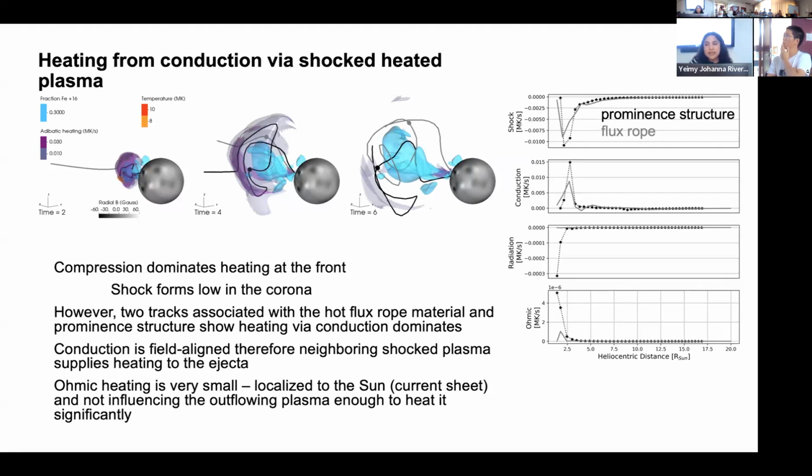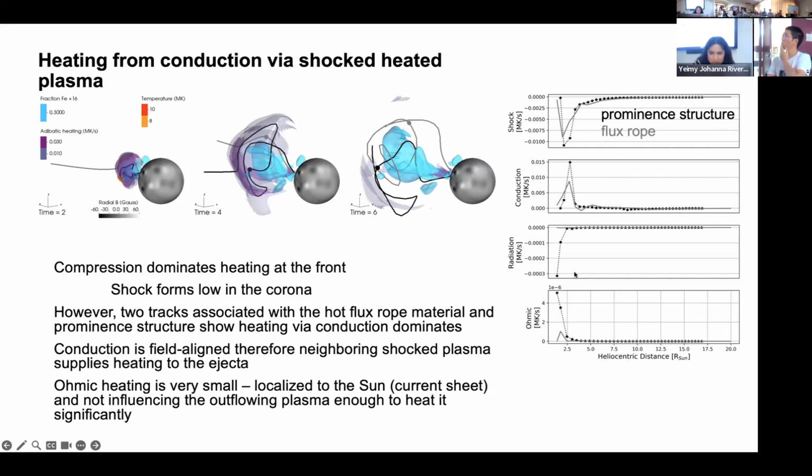But if we look at the heating experienced by the actual structures themselves, I plotted them here. So shock heating at the front. We actually see a lot of adiabatic cooling in the two structures. That's combated by our field line conduction coming from the neighboring structure, the shock plasma. It's actually heating the plasma right behind it, and you can see that from the formation of iron 16 persisting and flowing out of the material of the sun.